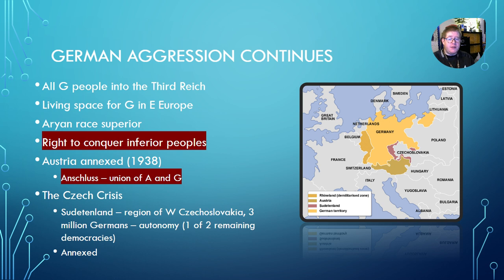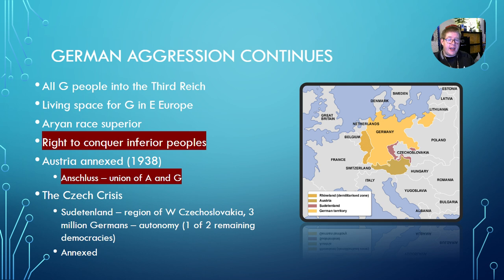Now, this aggression continues. Germany wants all German people in the Third Reich and living space for Germany in Eastern Europe, identifying the Aryan race as superior, basically anyone that was blonde haired and blue eyed, and claiming they have the right to conquer inferior peoples.